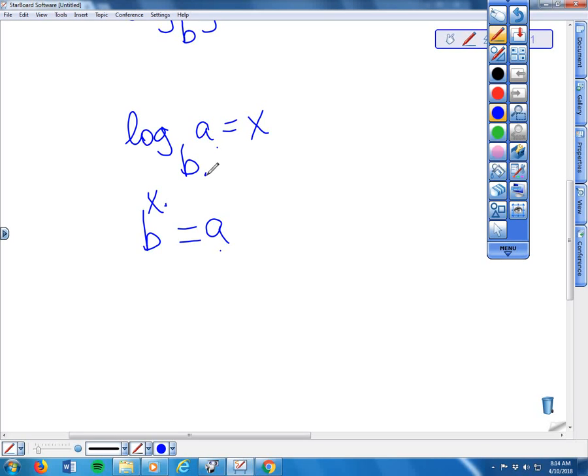Another way to remember it is just draw a counterclockwise arrow. Start with b, raise it to the x, set that equal to a. Okay. Some examples of how this works.